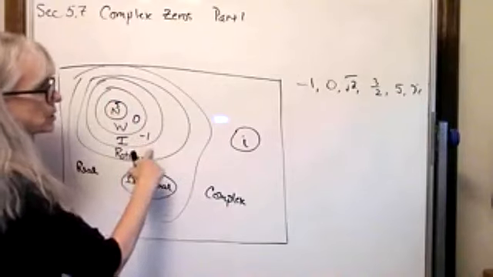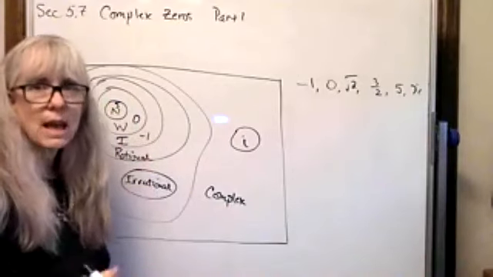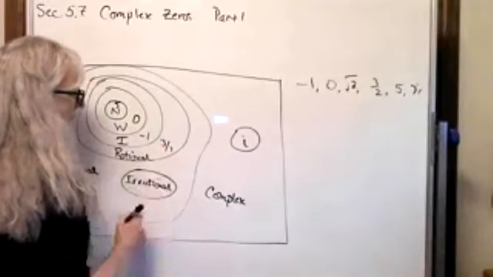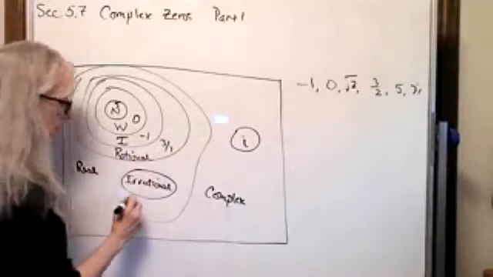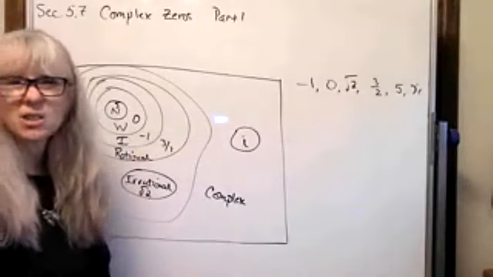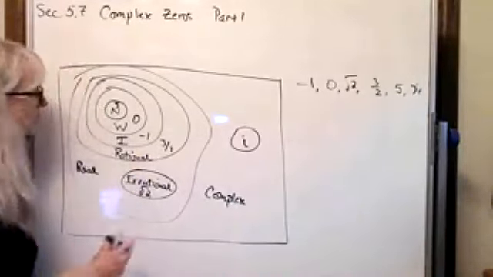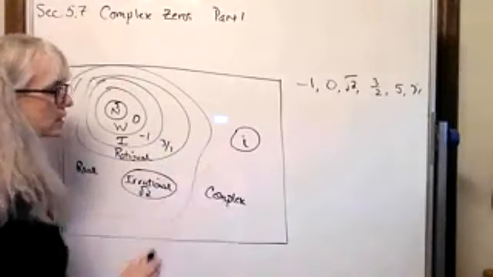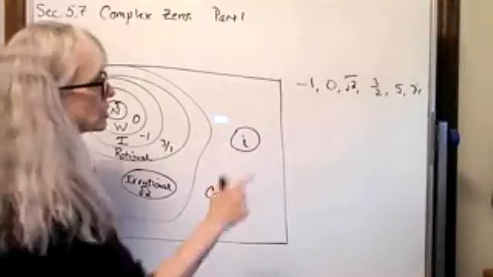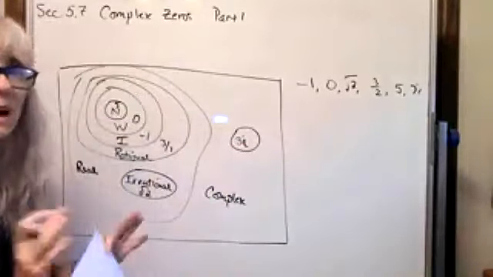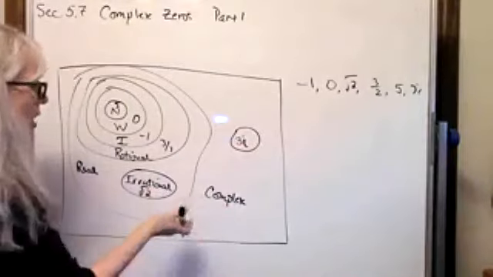The rational numbers add in the terminating and repeating decimals and fractions. So that would be the 3/2. The irrational numbers involve our radicals. Those are non-terminating, non-repeating decimals. Pi is also an irrational number. And when you add those all together, you get the set of real numbers. Now, sitting over here is the set of imaginary numbers. So 3i would be an imaginary number. When we combine them all together, we get the set of complex numbers.